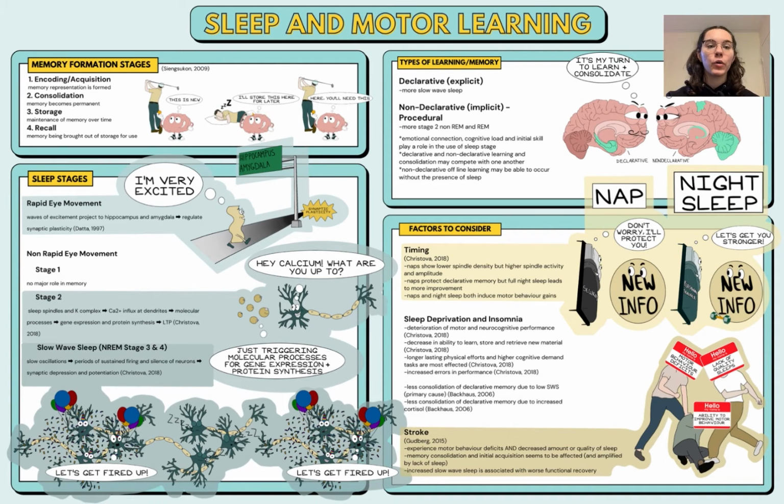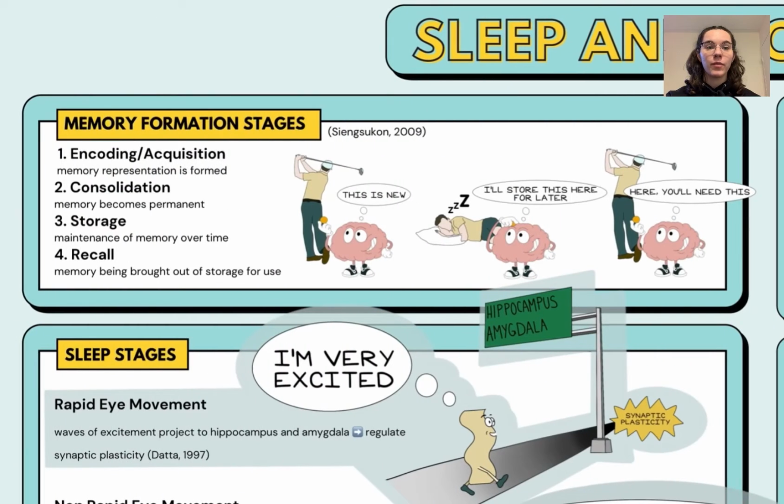So first we'll talk about memory formation stages. There are 4 stages in which memory formation occurs. The first is encoding or acquisition, which is when memory forms into a representation in the brain. The second, consolidation, is when memory becomes more permanent. The third, storage, is the maintenance of memory in the brain over time. And finally, recall. It's the ability to bring the memory out of storage for use.